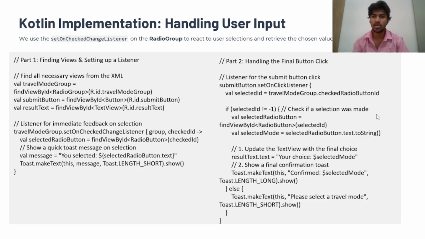This slide shows the Kotlin code that controls our layout. I have split it into two parts. First, in part 1, we set everything up. We use findViewById to create variables that link to our XML components: the radio group, the button, and the text view. Then we attach a setOnCheckedChangeListener to our radio group.